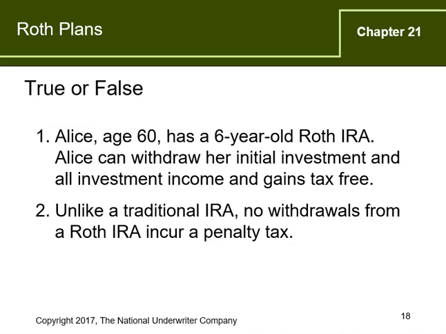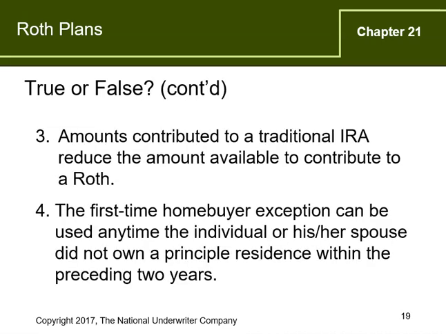So that is false. Number 3, amounts contributed to a traditional IRA reduce the amount available to contribute to a Roth. And that is true. It's the total amount of traditional and Roth IRA contributions that are combined for the maximum amount. Number 4, the first-time home buyer exception can be used anytime the individual or her spouse does not own a principal residence within the preceding 2 years, and that is true. That is one of the exceptions.